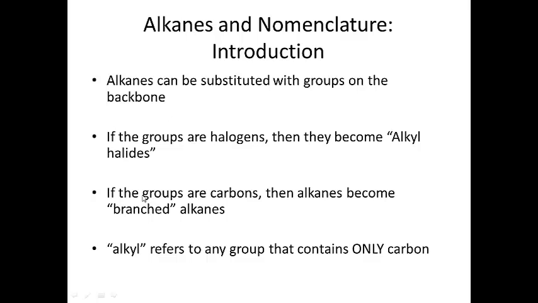All right. If the groups are carbons, then the alkanes become branched alkanes. So if the substituents on the backbone are carbon containing or alkyl groups, then the alkanes simply become branched alkanes. All right, and I just said this a second ago, I'll reiterate it. Alkyl refers to any group that contains only carbon. So it's a carbon containing group.